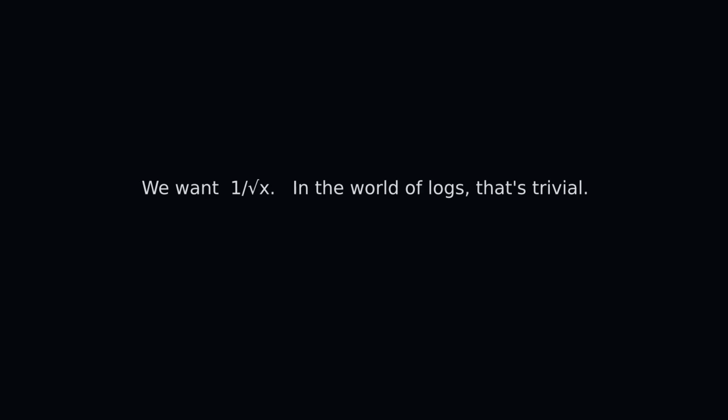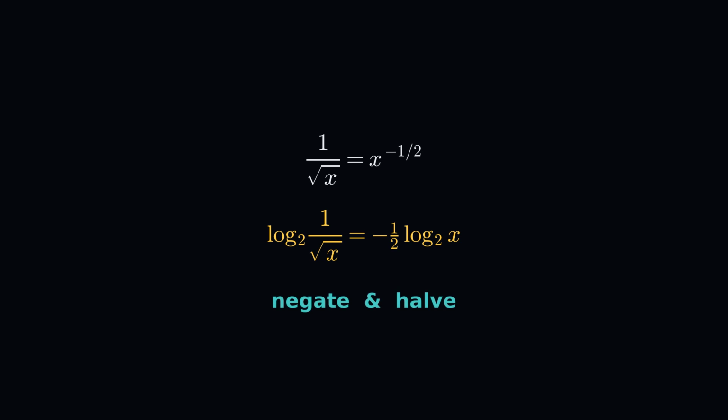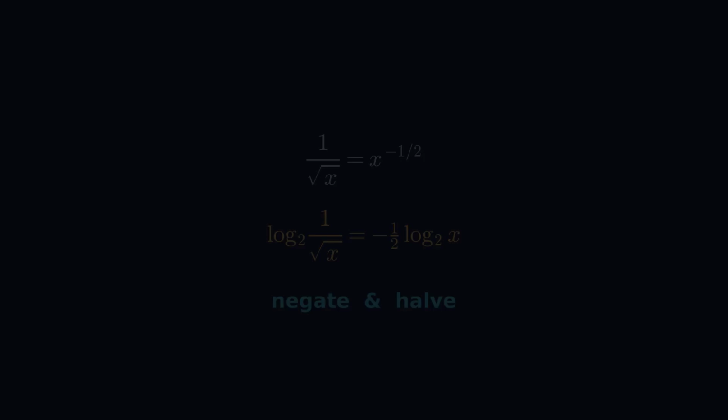Now the payoff. We don't want the logarithm for its own sake. We want 1 over the square root. And in the world of logs, that operation becomes almost trivial. 1 over the square root of x is x to the power minus 1/2. And the log of x to a power is just that power, times the log. So the log of 1 over root x equals minus 1/2 times the log of x. Negate and halve. That's the whole operation in log space.